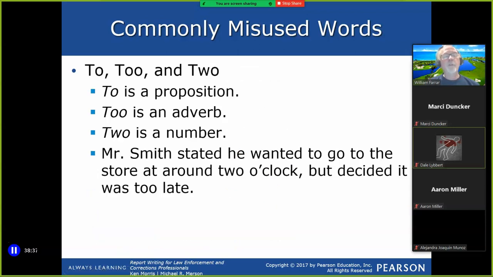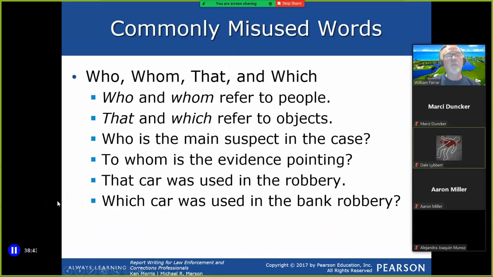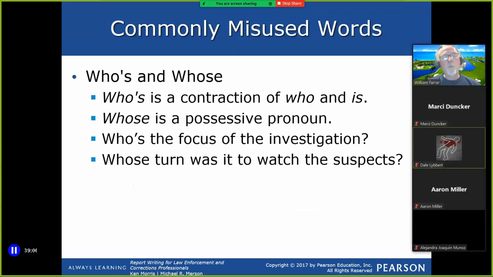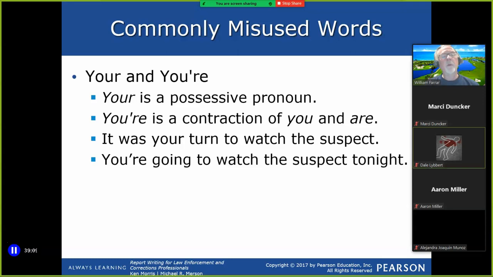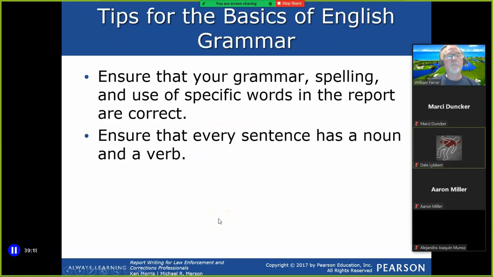All right, and then a lot of you know the different twos, so I'm not going to go through that, but these are also things that get mixed up by a lot of students. The same with who, whom, that, and which. But just start thinking of these as you're writing. I know this isn't meant to be the English lesson, but these are real common words that I see a lot of times in reports that are used improperly or in the wrong context. So that's why I'm going over a lot of these different ones. Your and you're. Your is the possessive, and then you're is the contraction.